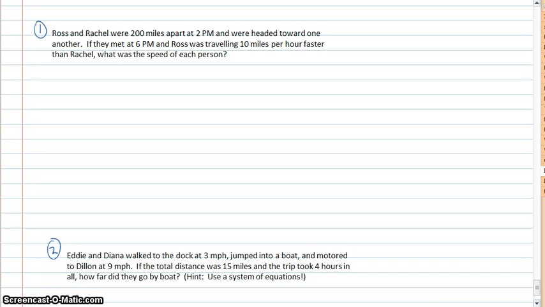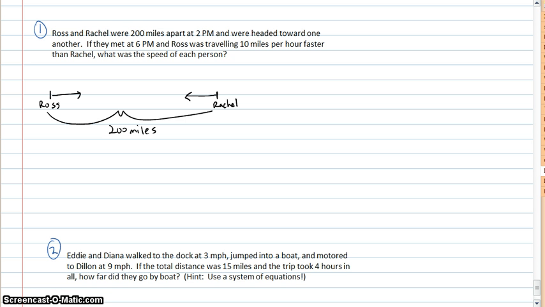Here are two distance equals rate times time problems, taken from the extra word problems that I gave you last week. Let's try to set up a picture for each of these. In this first case, Ross and Rachel were 200 miles apart. So here's Ross, here's Rachel, and we know that this total distance is 200 miles. They are headed toward one another, so he's walking this way, and she's walking this way.